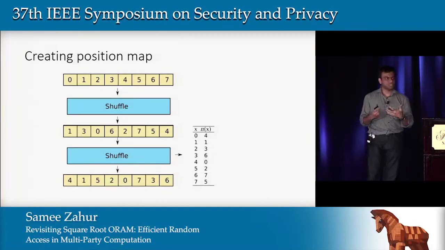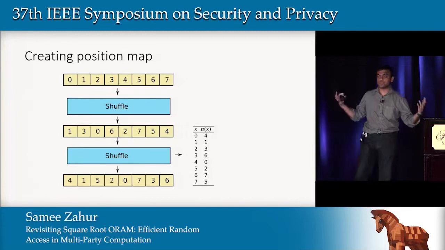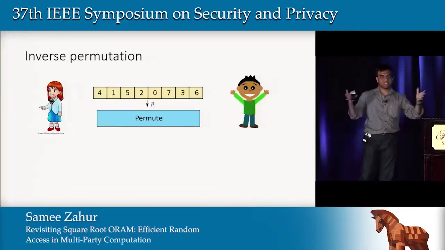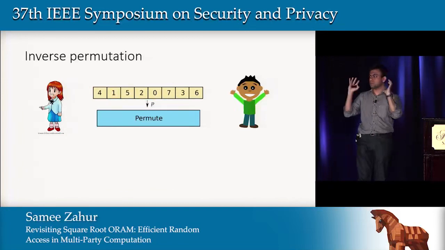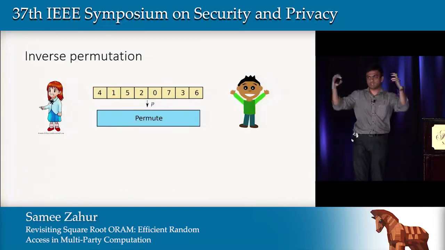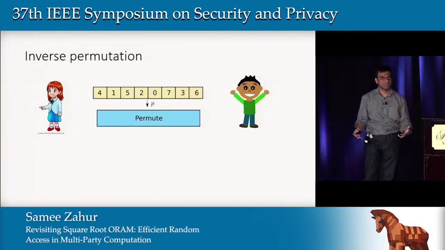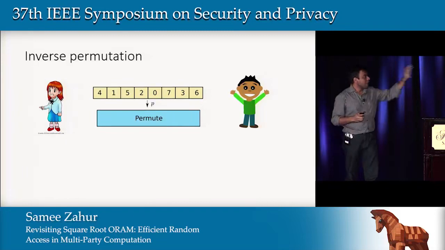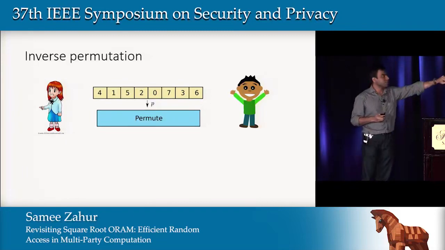So what we need to do is come up with some sort of a 2-party protocol that starts with the encrypted representation of where each element is, and we need to find the inverse permutation without either party finding out what the permutation is. So we start with the permutation P, and we'll need to come up with P inverse.